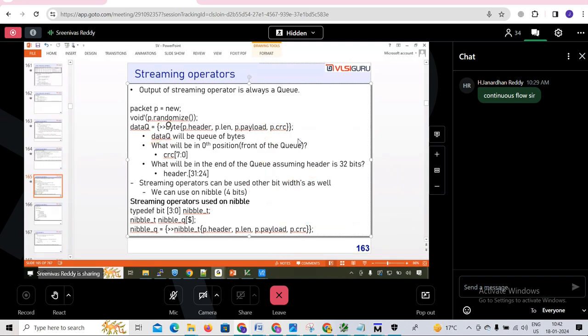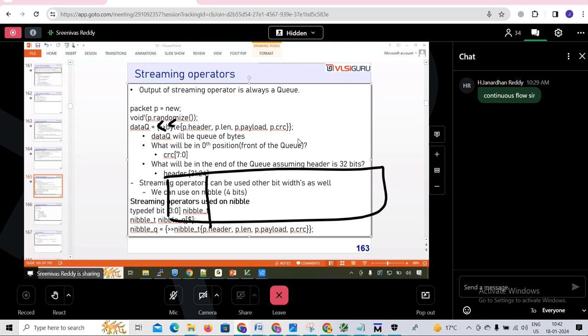Now, if I do the same thing, if I change this operator to this direction, what will be at the front of the queue? CRC what? The CRC LSB will be there, because when you stream it, this will be the last thing to get streamed, and that will come to the front of the queue. What will be at the back of the queue?